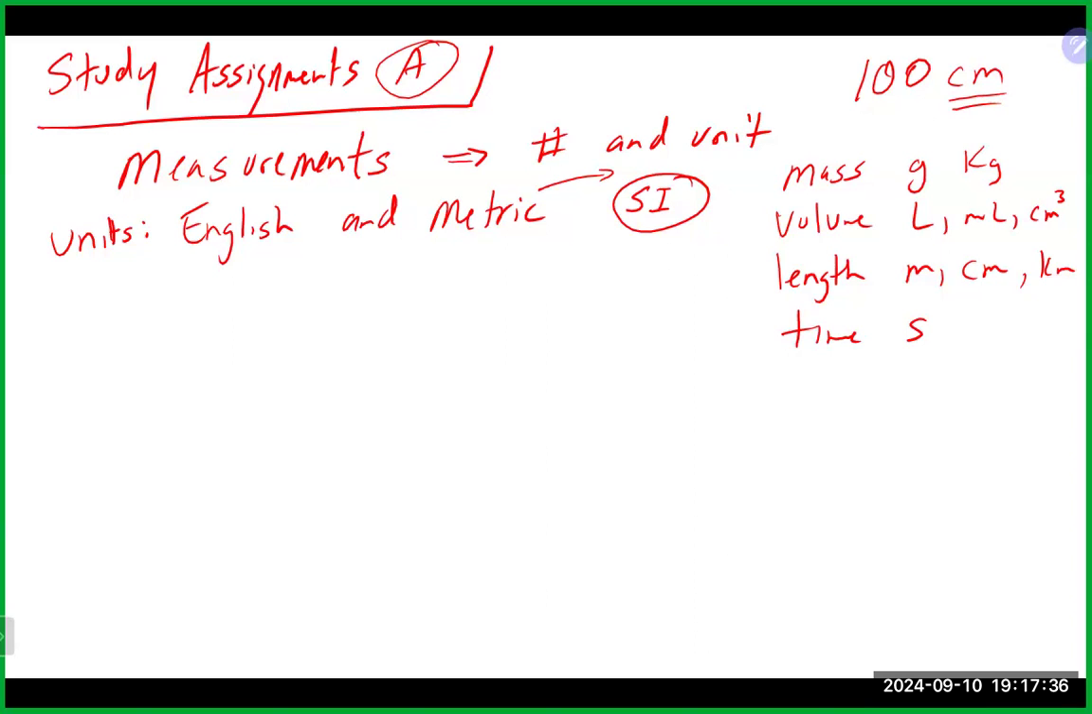Now, just as important as the units is also the measurement, and taking proper measurements is really important. So whenever you take a measurement, there is always some degree of uncertainty associated with that measurement.